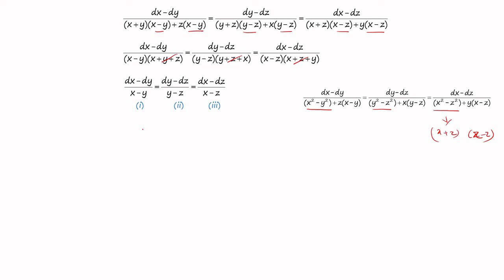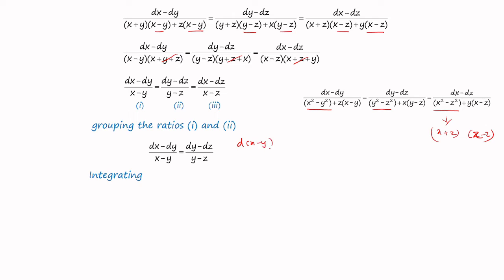Now we have to group the ratios. Okay, so first we group ratios 1 and 2. dx minus dy by x minus y is equal to dy minus dz by y minus z. When you are integrating here, what is the differentiation of x minus y? dx minus dy. This can be written as d of x minus y, isn't it? So you can write this as d of x minus y divided by x minus y, which is equal to d of y minus z divided by y minus z.